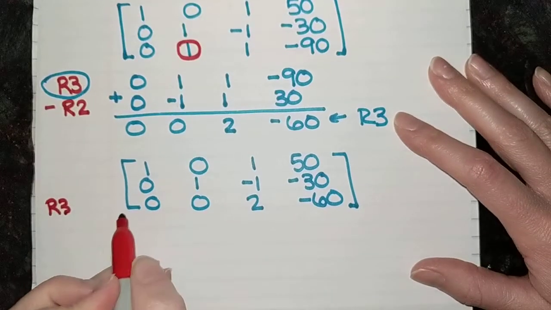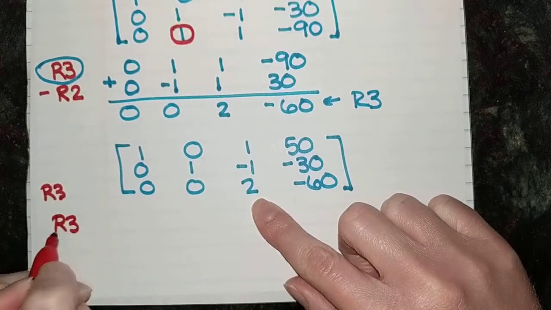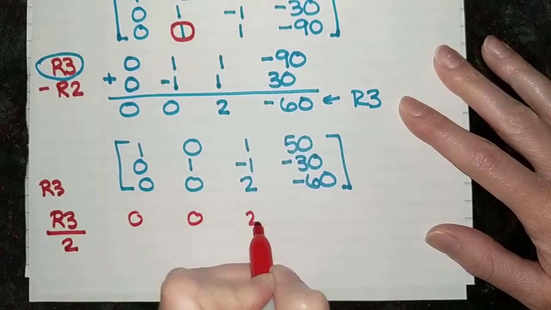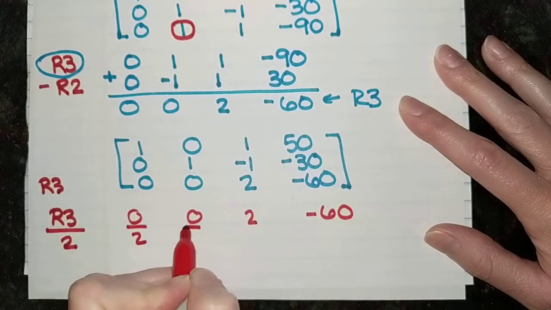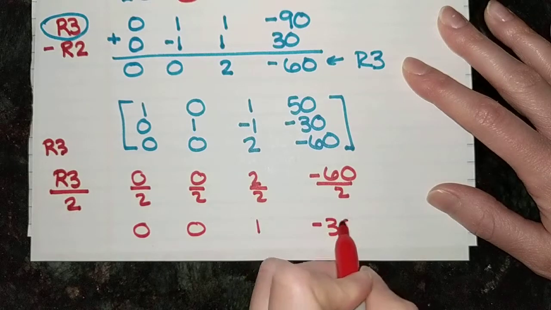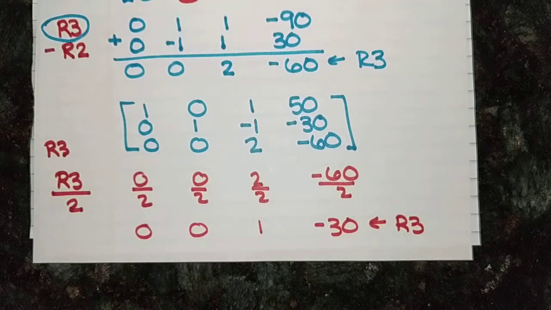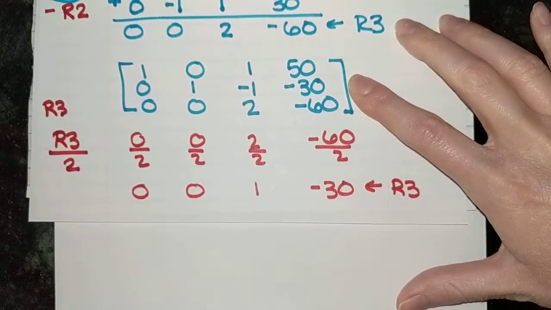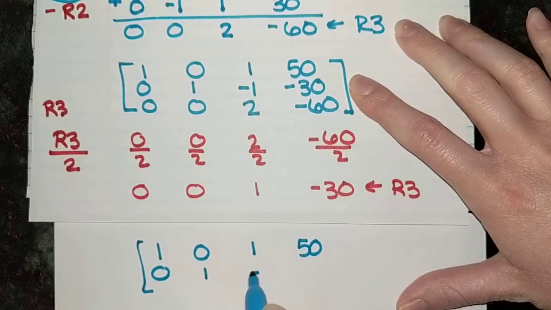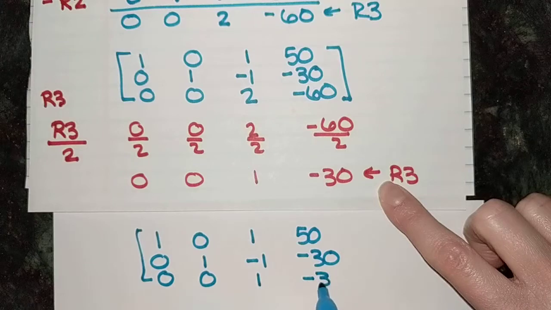Now for row 3, we start off and we see we do not have a leading 1 here. So we're going to have to take row 3 and divide it by 2 to get that leading 1. So we'll have 0, 0, 2, -60, and divide each of those terms by 2 to get the leading 1. So we'll have 0, 0, 1, -30. And this is now our new row 3. All right, so we have our current matrix, and we'll just add in to that row 3. So it'll be 1, 0, 1, 50, 0, 1, -1, -30. And then new row 3, 0, 0, 1, -30.